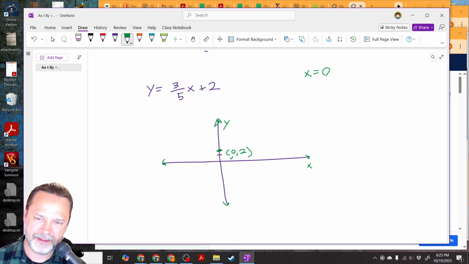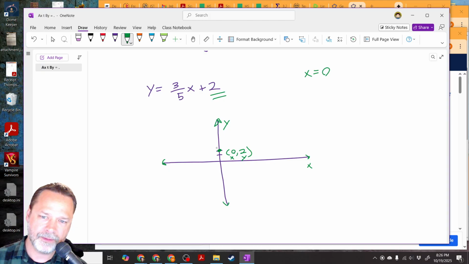This is my x. This is my y. You plug in 0 for x, y is 2. It makes this a true statement. So that's another reason why when it's written like this, we immediately know this 2 is our y-intercept. It's this point right here.